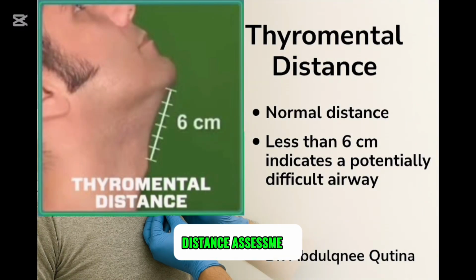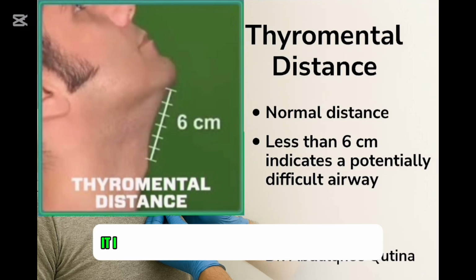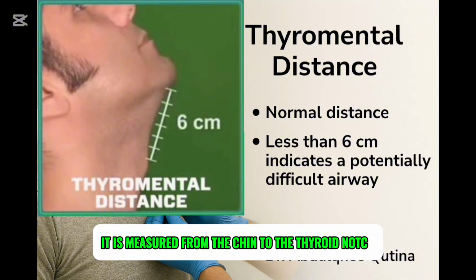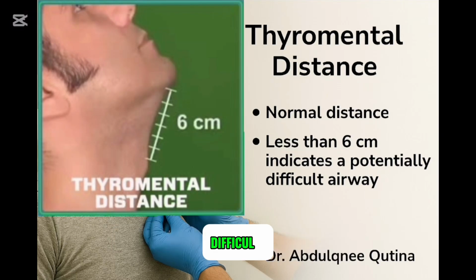Thyromental distance assessment. Thyromental distance is a key predictor of difficult intubation. It is measured from the chin to the thyroid notch. A distance less than 6 centimeters suggests limited space for laryngoscopy and a higher risk of airway difficulty.